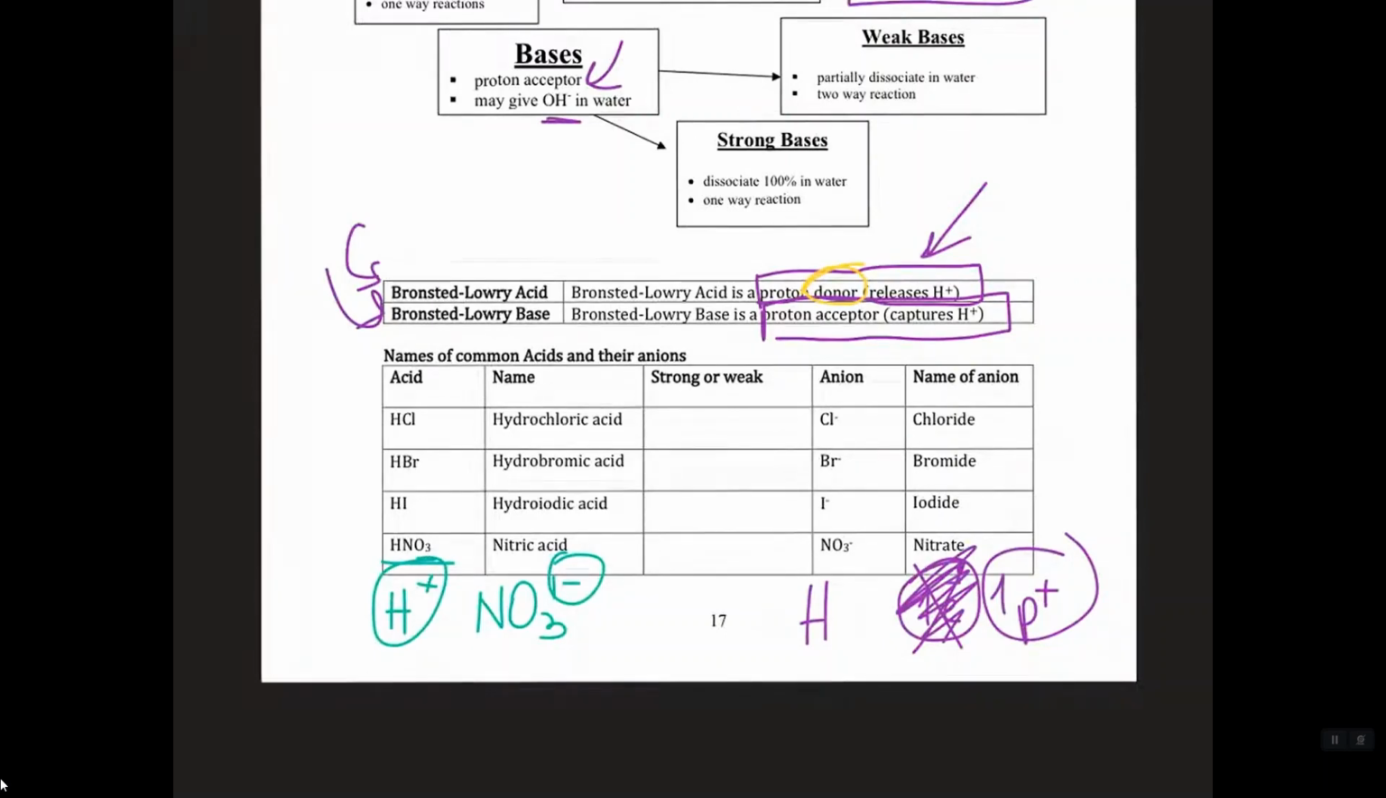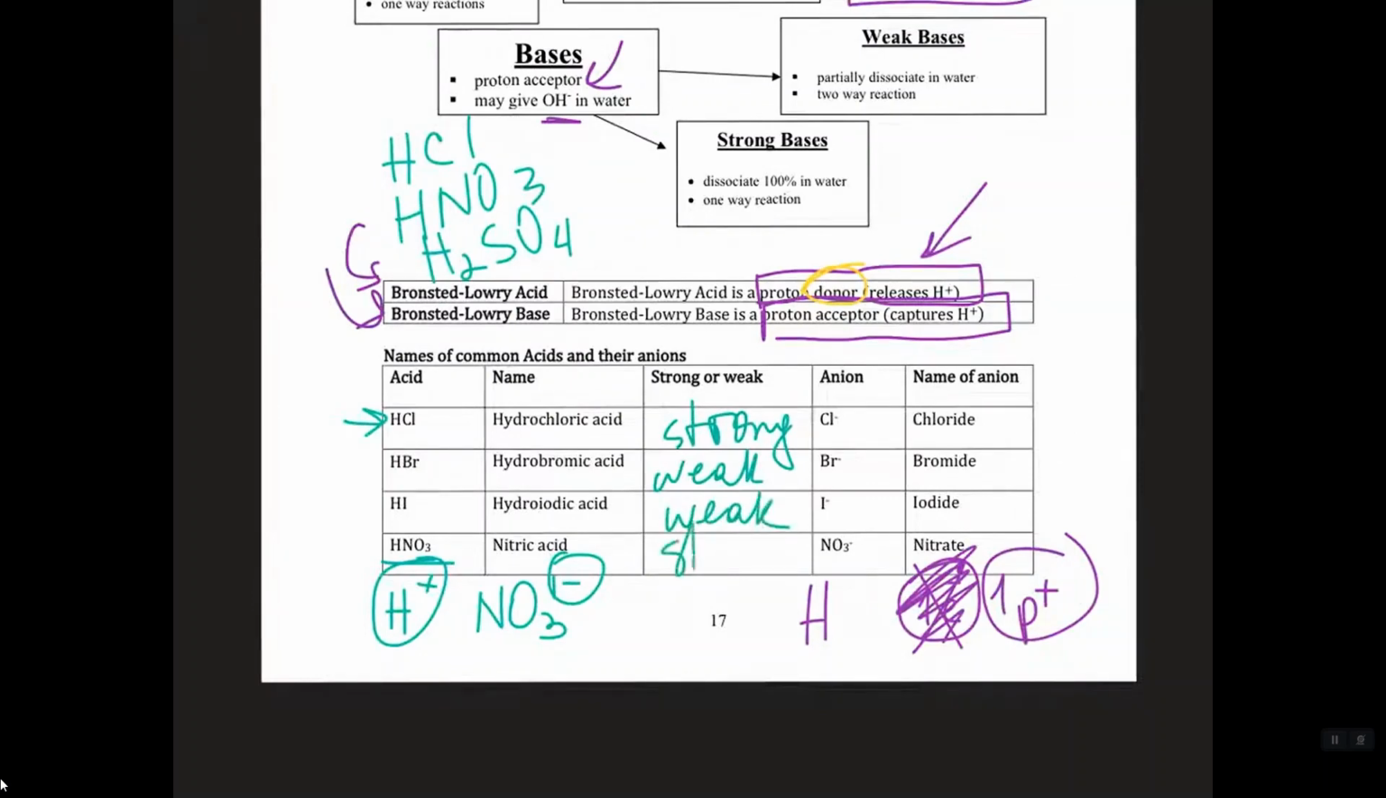Now, acids can be strong and they can be weak. You have to just memorize and know by heart the 3 strong acids. The 3 strong acids are hydrochloric, nitric, and sulfuric. Those three are strong acids. So when you're asked for hydrochloric acid, is it strong or weak? You say strong. And I will explain what that means. Hydrobromic is weak. Hydroiodic, weak. Nitric, strong. And like I said, for now, just do it with me, and then I'll explain how it affects the properties.